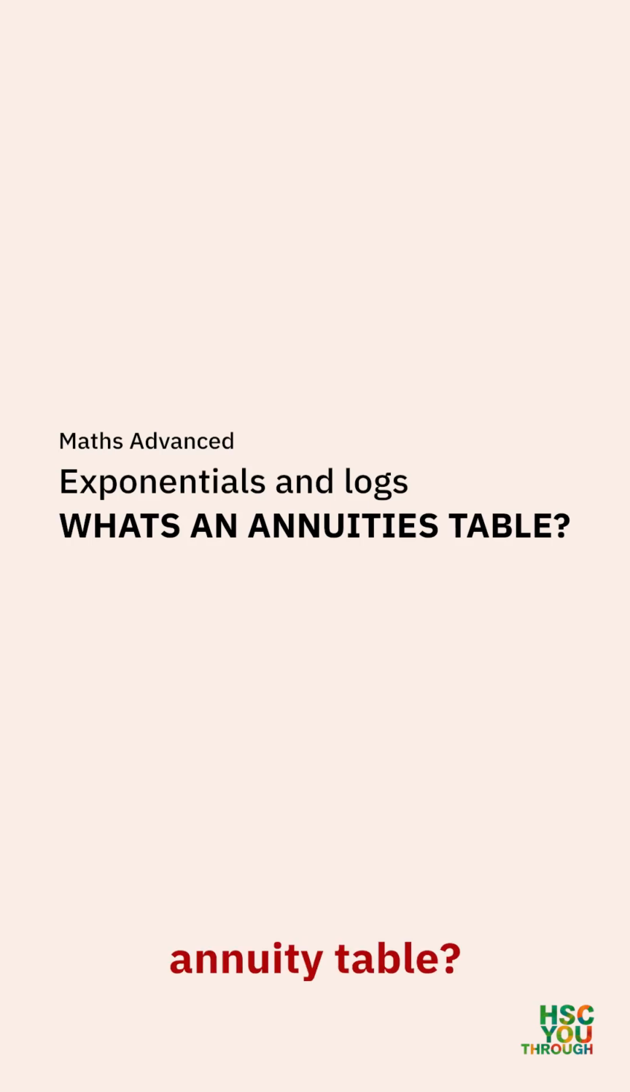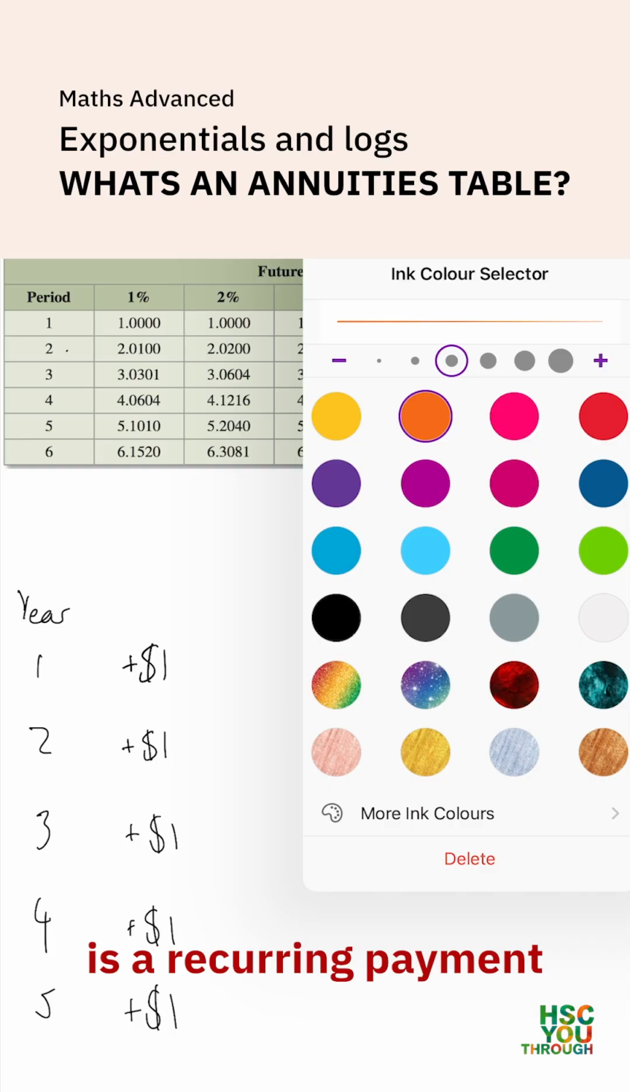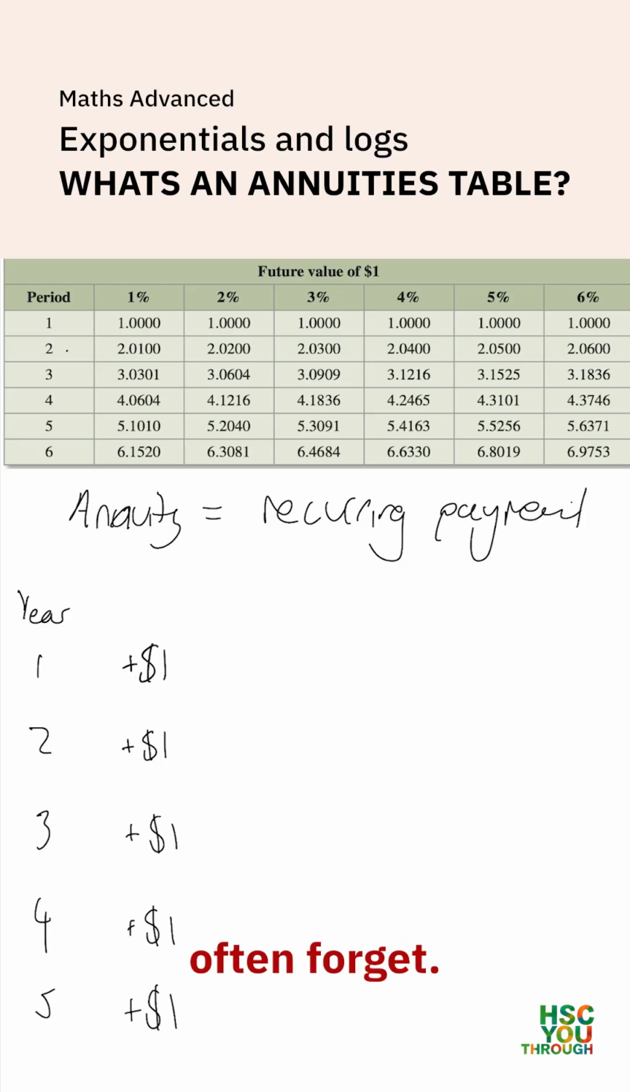What is an annuities table? Well, firstly, the definition of annuity is a recurring payment. Okay, annuity equals recurring payment. And that's what people often forget.